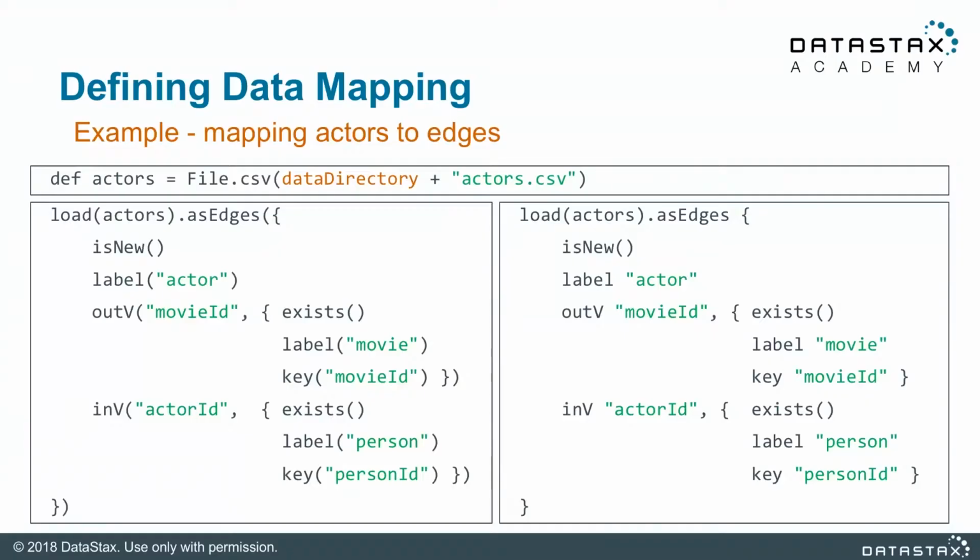Here's an example of mapping actors to edges. This mapping is a little more in depth because we need to tell the graph loader which adjacent vertices to create an edge between. Because we're loading new edges to existing vertices, we can call the exist method to our vertex mappings. Again, this is for optimization. Both examples do the same thing with different syntax, and both are valid.